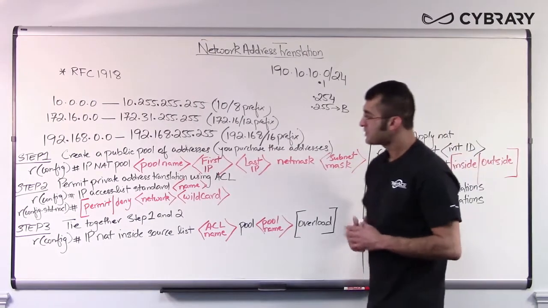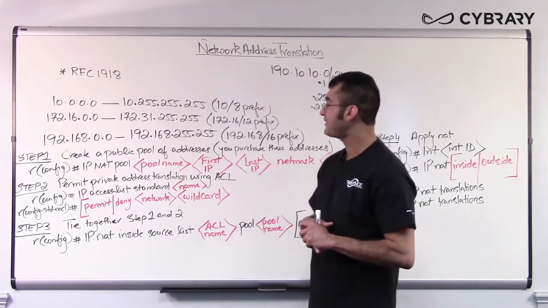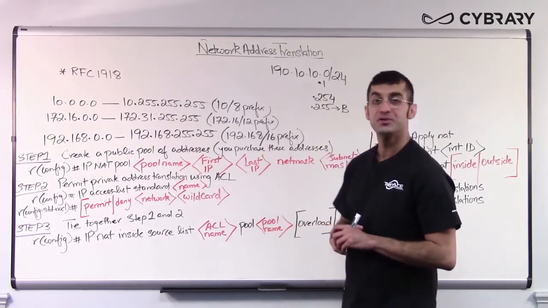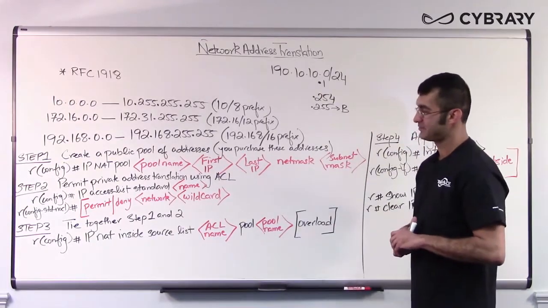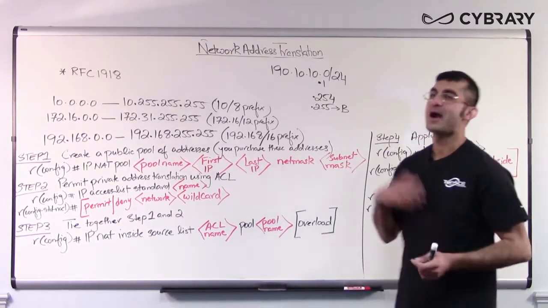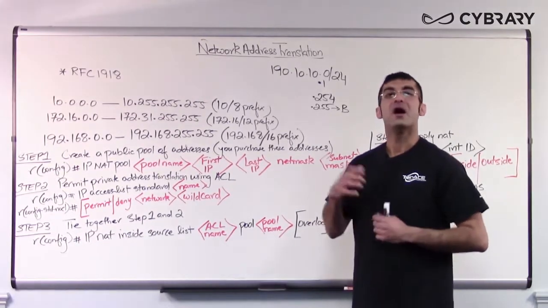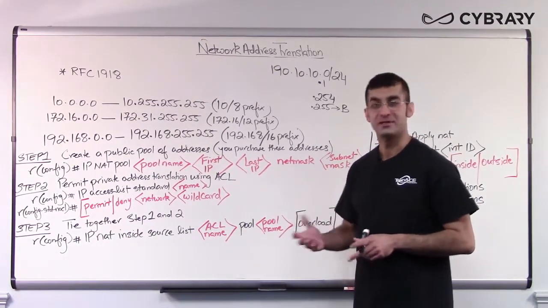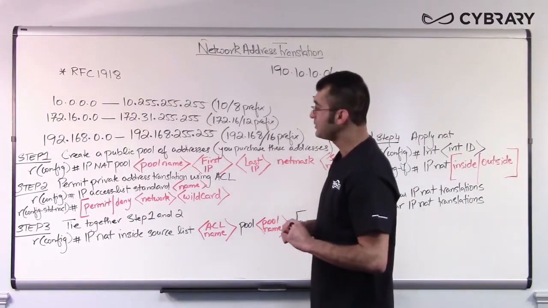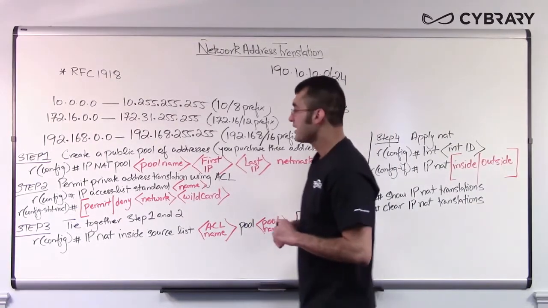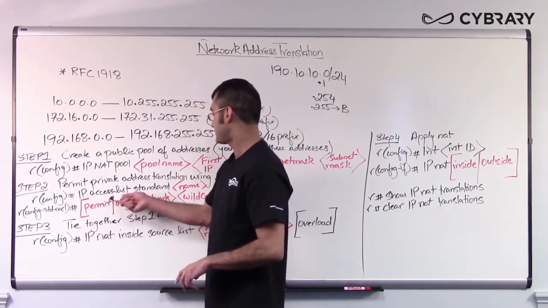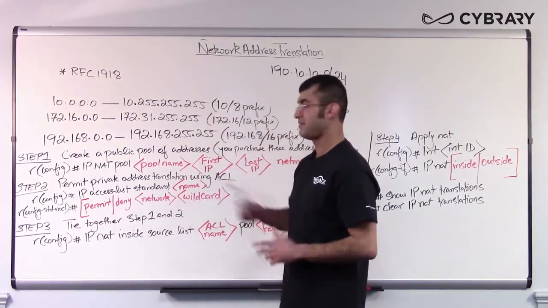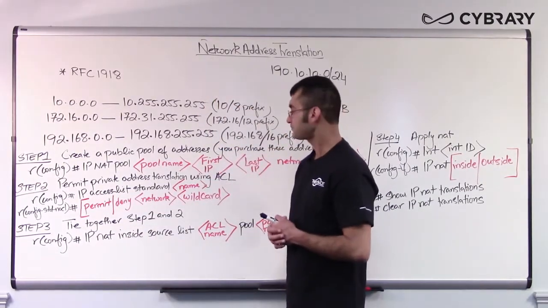After that, step 2 is to permit your private address translation using an access control list. So I actually have to tell the router, hey, allow these private addresses into translation. Allow them to get translated. So for that, I simply use a standard access list. And I create it using the ip access-list standard command, and then give it a name. We can call it Cisco.